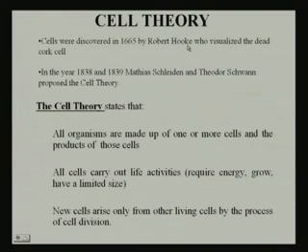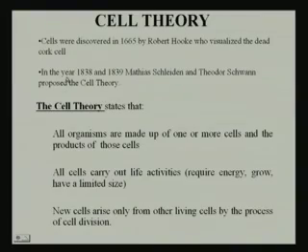Now, first in 1665, the scientist Robert Hooke first visualized the dead cork cell under the microscope, and from there the studies on the existence of the cell in living creatures came into the picture. In the years 1838 and 1839, two different scientists, Matthias Schleiden and Theodor Schwann, proposed the cell theory. Now, what does the cell theory state?